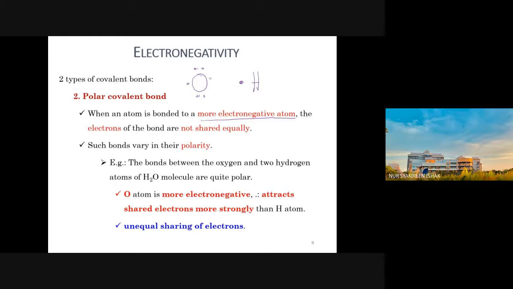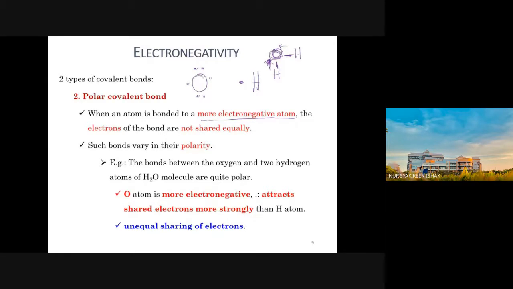So for example, in a water molecule, which consists of two hydrogen atoms bonded to one oxygen atom, you have one covalent bond here and another covalent bond here. The sharing between the electron of oxygen and the electron of hydrogen causes the electron of the hydrogen to be pulled more towards the oxygen. The electron of hydrogen here is pulled more towards the oxygen atom. This is because the oxygen atom is more electronegative.